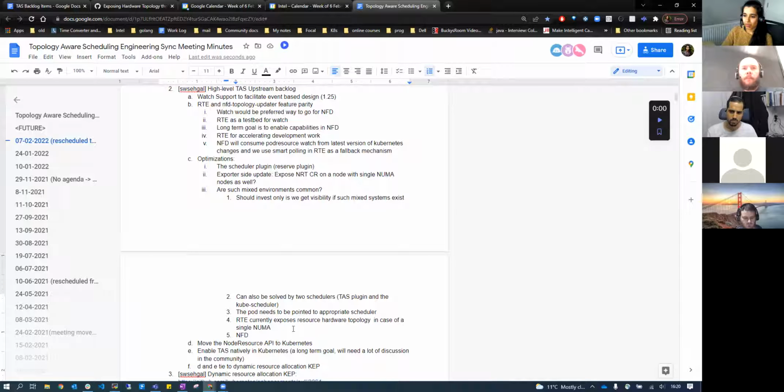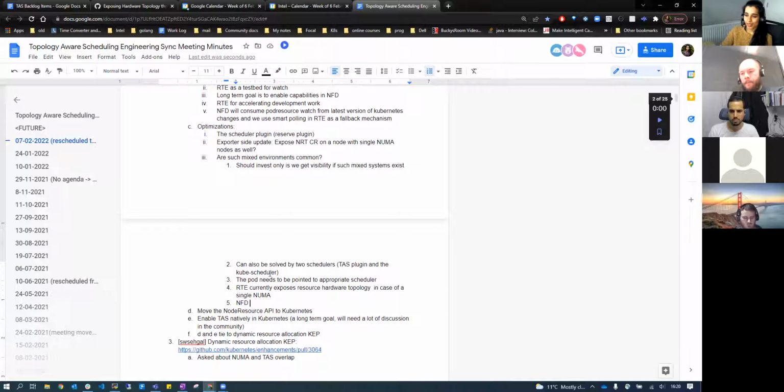If the scheduler itself, if in the pod itself we can decide the scheduler, it should solve the problem. But it would be a nice experiment just to evaluate what is the state of NFD in case there is a single NUMA node system. So yeah, okay. I think I'll move on to the next item.